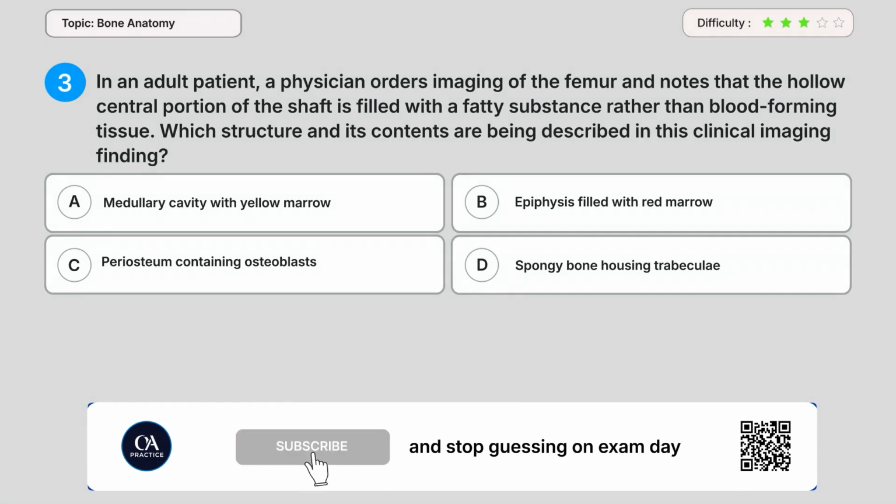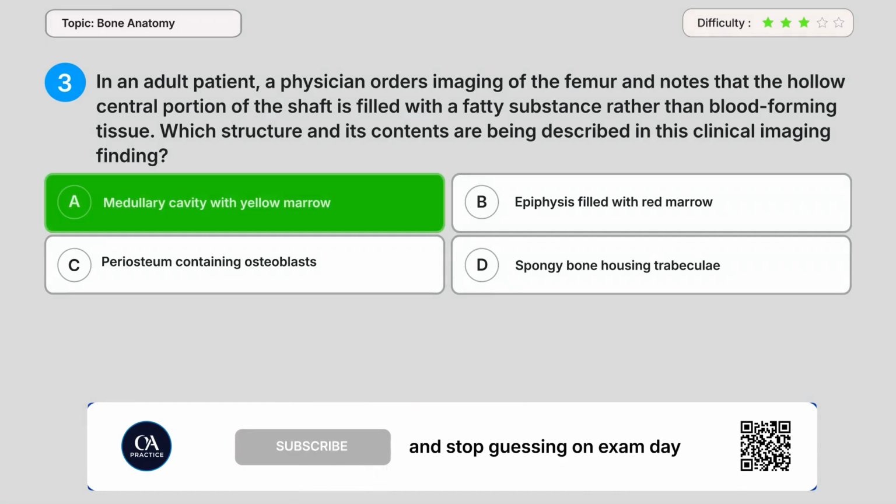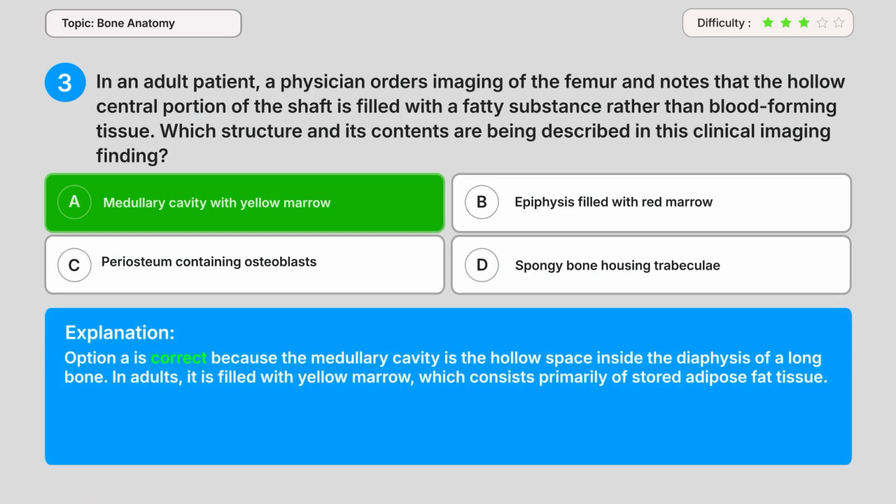Correct answer, A. Medullary cavity with yellow marrow. Explanation. Option A is correct because the medullary cavity is the hollow space inside the diaphysis of a long bone. In adults, it is filled with yellow marrow, which consists primarily of stored adipose fat tissue.